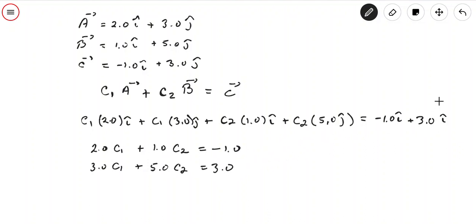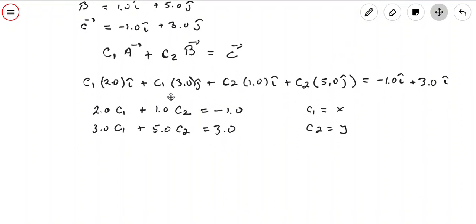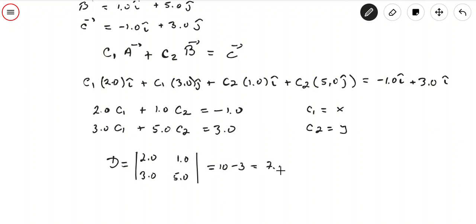So now I'm going to say that C1 is equal to x and that C2 is equal to y. I have a system of equations that I will solve. I will do it using determinants, right? So I'm going to say that the determinant D here will be equal to 2.0, 1.0, 3.0, 5.0. If I find the determinant, it would be 10 minus 3, that would be 7.0.